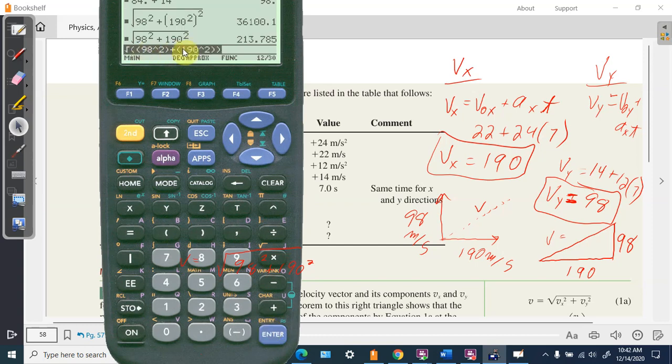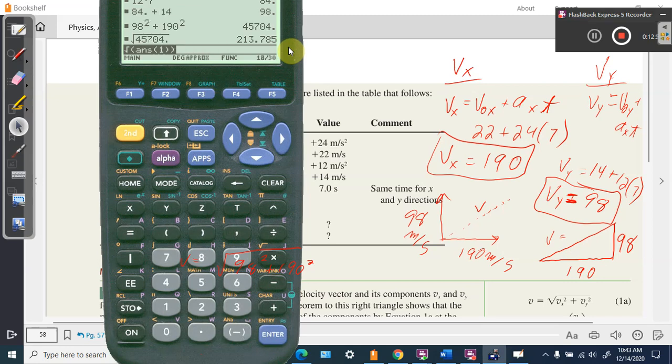So now it looks like we come up with 213 meters per second, right? 213 meters per second is what I come up with. Really, we could round that up to 214, right? So back here, we could say this is 214. So this is 214 meters per second.